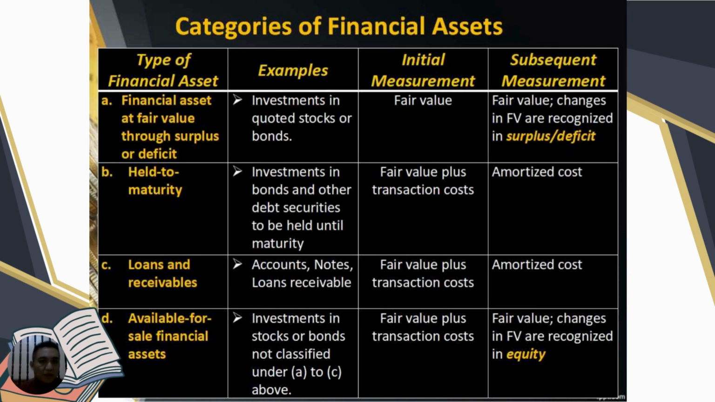Initial measurement: for A, fair value. For B, fair value plus transaction cost. For C, fair value plus transaction cost. For D, fair value plus transaction cost. That is what I said earlier, that you need to add transaction cost for available for sale financial assets. Subsequent measurement: for A, fair value, with changes in fair value recognized in surplus or deficit. For B, amortized cost. For C, amortized cost. For D, fair value, with changes in fair value recognized in equity.